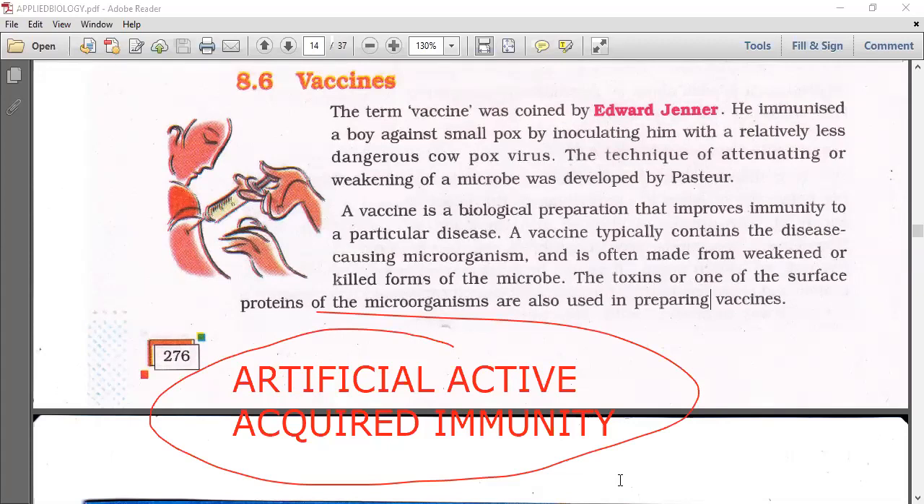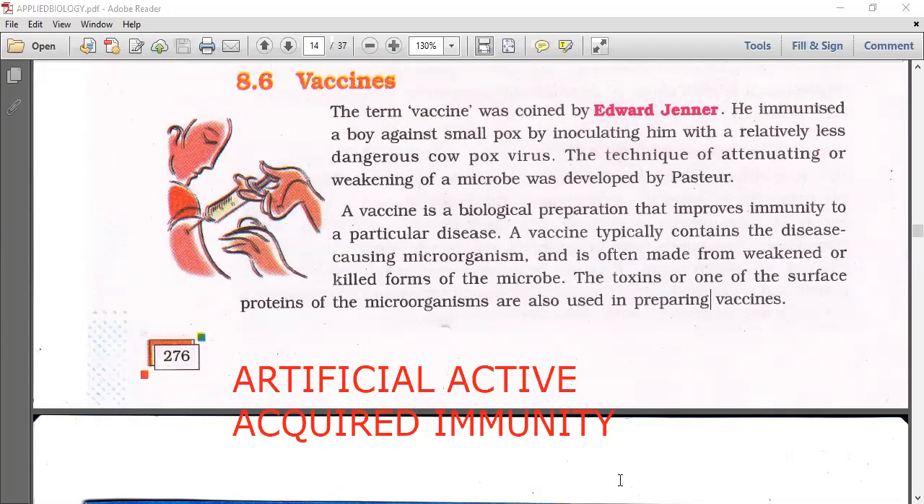By taking dead microbes, or weak microbes, into our body, they're just playing practice match. By taking the dead microbe, the toxic product of the microbe, or the killed microbe, we develop memory cells without getting the disease even for the first time. What we technically call artificial active acquired immunity, we term as vaccine. So this is about the vaccine.